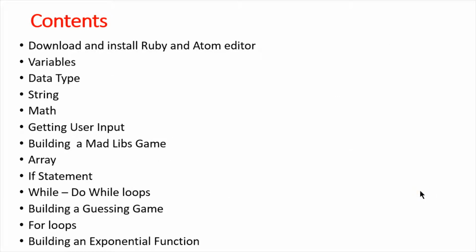We are going to start off with the basics like downloading and installing Ruby, getting Ruby set up with the Atom text editor, and executing the first Ruby program. We are going to look at some of the basic things like variables, different types of data, storing data, strings, math, getting user input, building a Mad Libs game, arrays, the if statement, and the while loop, do while loop, and for loop. We are going to build a couple of different games.